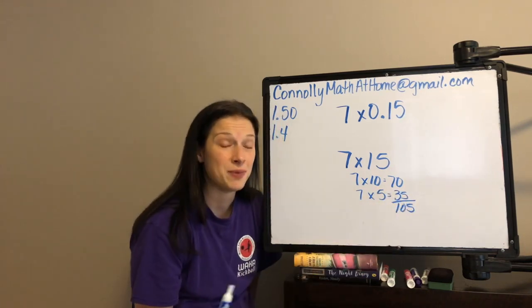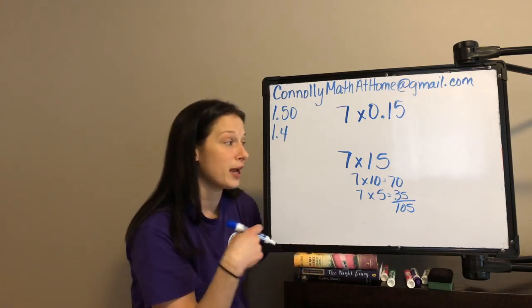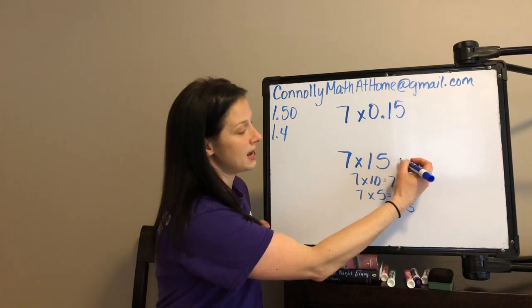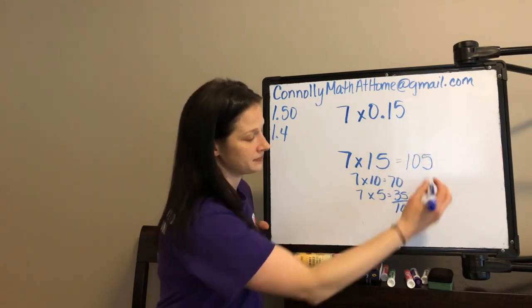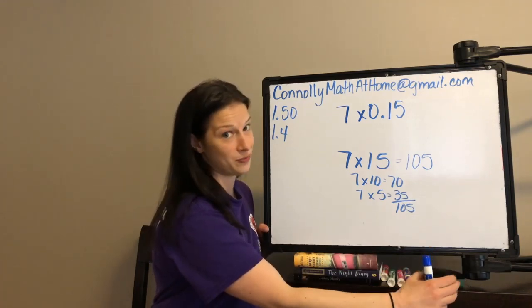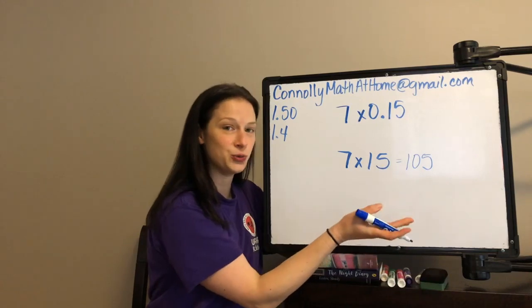And this also might be being calculated in your head. I'm just writing it down so people know what I'm thinking, okay? So 7 times 15 is 105, okay? So now we need to come back to our estimate.